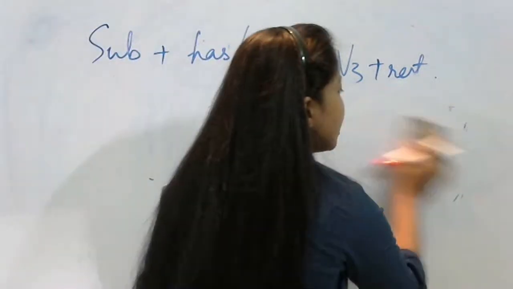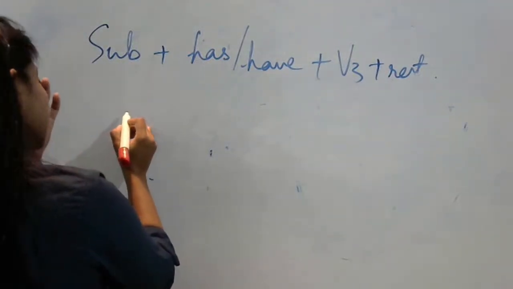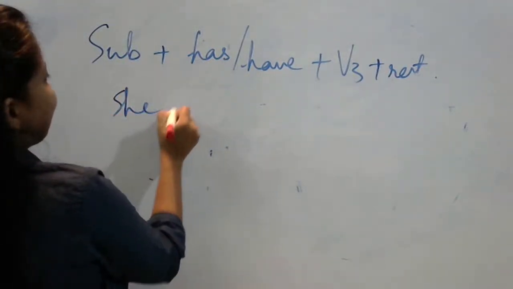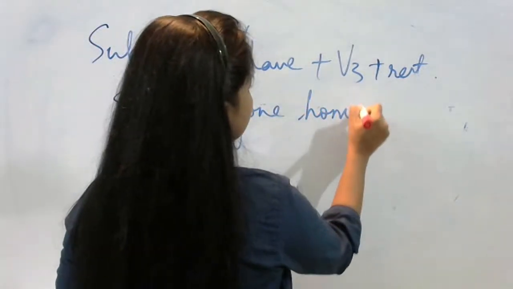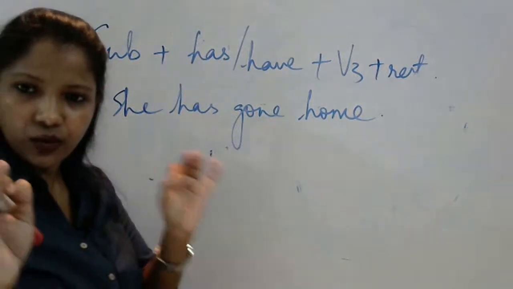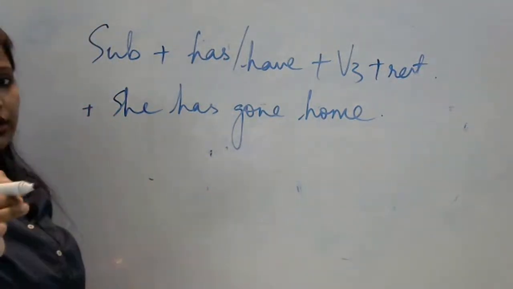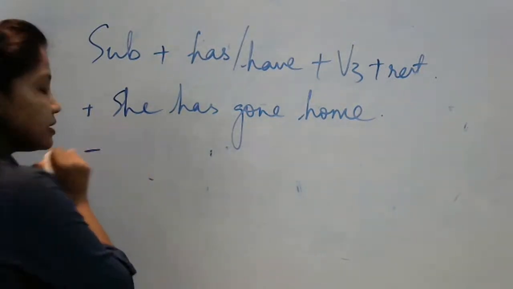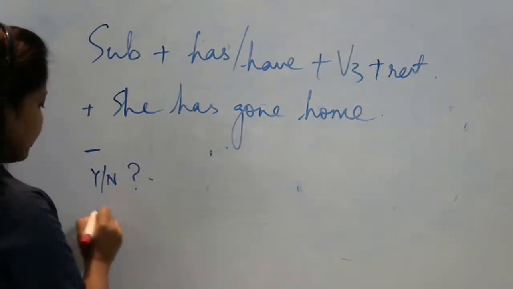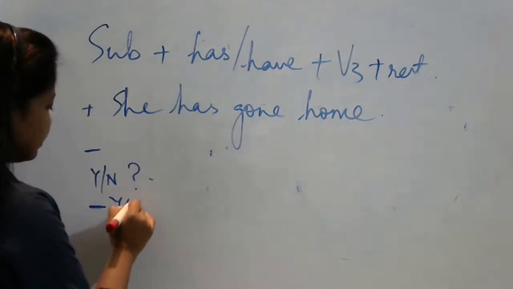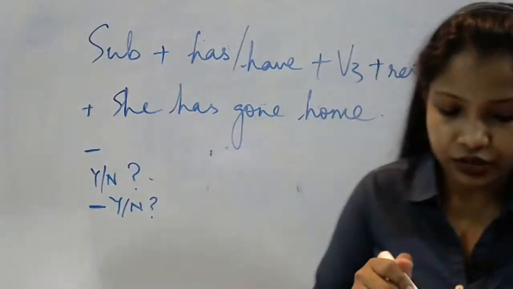Okay, coming to this now, I'll give you a question to do. She has gone home. Easy question, a very easy question. It's a positive sentence. Now your task. Change it to negative sentence. Then change it to yes no question. Then change it to negative yes no question. That's it. 3 things you need to do.